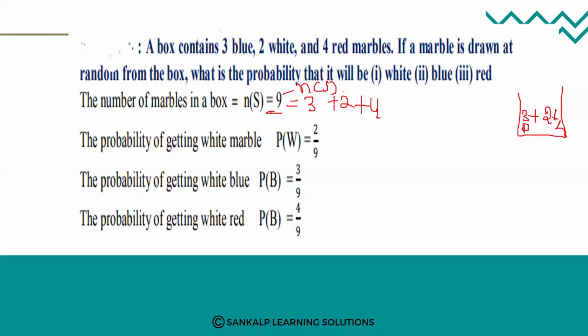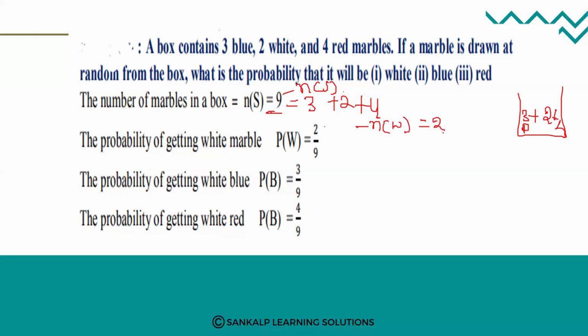Now probability of getting white marble. How many white marbles are there? 2 white marbles are there. That I will call as n of w. Okay, that is 2. Probability of getting white marble, P of w is equal to n of w divided by n of s. Okay, so n of w is 2 divided by n of s is 9. So 2 by 9 is the probability of getting white marble.